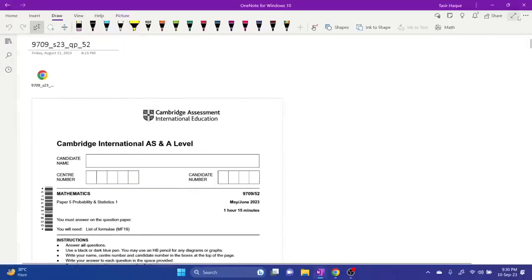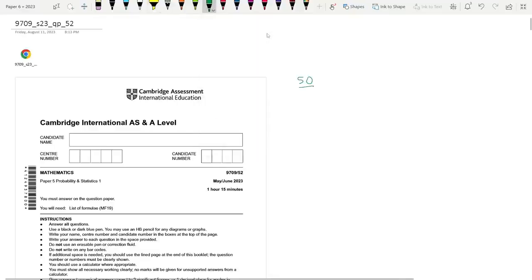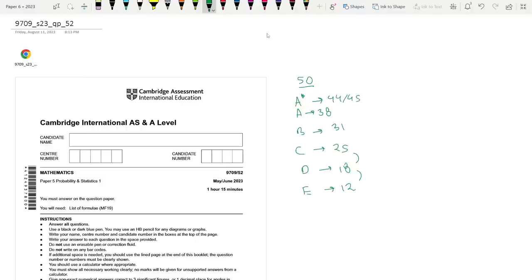So let's write that down over here. The full marks is 50, and out of that, A was at 38, B was at 31, C was at 25, D was at 18, and E was at 12. So you can see that there's a gap of 6 to 7 marks in between. So A star would have been at something like, maybe 44 to 45. That's the mark for A star that you'd require.